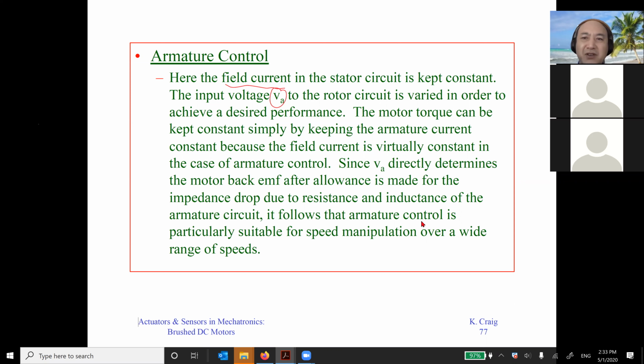If you want to keep the torque constant, you have to keep the armature current constant. Because the field current is constant, the voltage VA directly determines the motor back EMF. Do you still remember EMF? The electromotive force, after making up for the impedance drop due to the resistance and the inductance of the armature circuit.